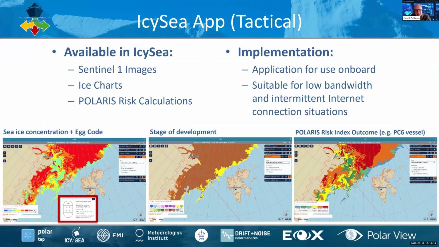ICC is an app that runs on board ships. It gives you access to all the information you would need when navigating a ship, including Sentinel-1 images, ice charts, and the Polaris risk calculations. The app is designed for use on board and is suitable for low bandwidth and intermittent internet connections.